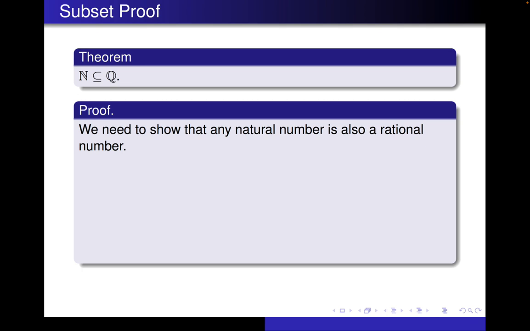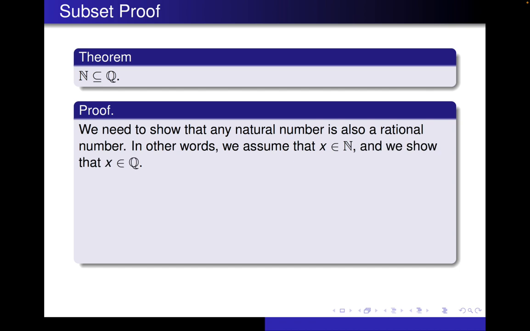So first of all, we're going to explain what we have to prove, especially in the beginning, because remember, you're writing for your peers. They may not be very comfortable with subset proofs, so we may need to do a little extra explanation. So what we need to show is that any natural number is also a rational number. In other words, we assume that x is in the natural numbers, and we show that x is in the rational numbers. So again, we're being very clear about what we're assuming and what we're showing. And you don't have to do this, but even in the beginning, give a little general explanation about how to prove one set is a subset of another, just to refresh in case your reader needs to know. Not required, but generally a nice thing to do.